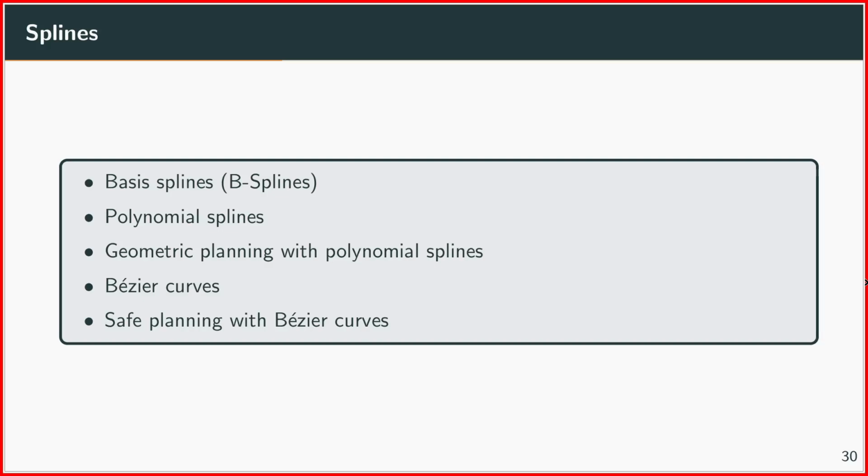Okay, and in terms of splines, we will look today a little bit at basis splines or B-splines. We will also look at polynomial splines, and then we will do a little bit of geometric planning with polynomial splines. And finally, we will look at Bezier curves, and we will look at a very interesting topic where we do safe planning with Bezier curves, where we look at regions in configuration space which are free and where we can actually plan inside of.